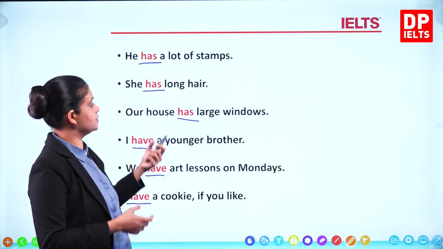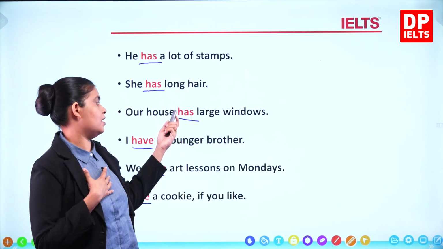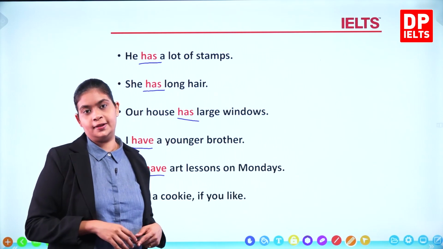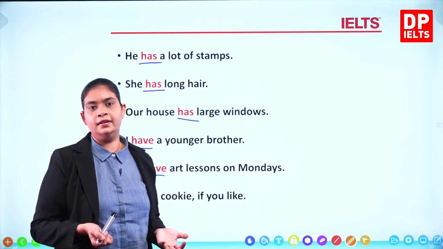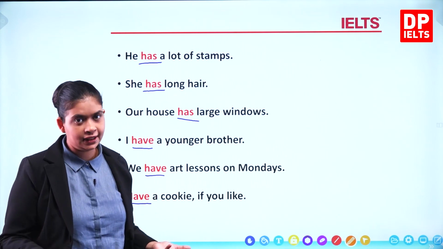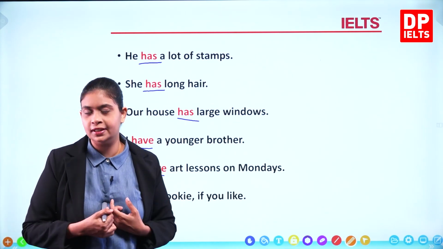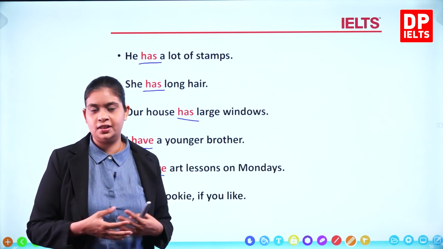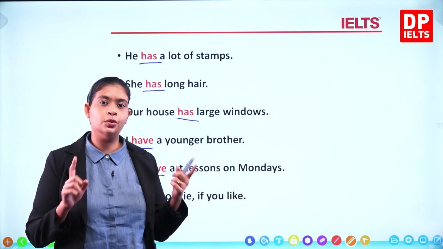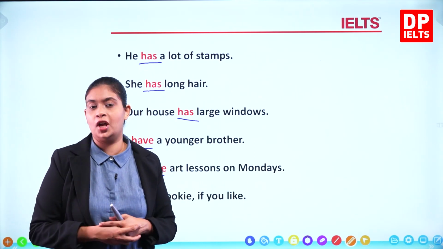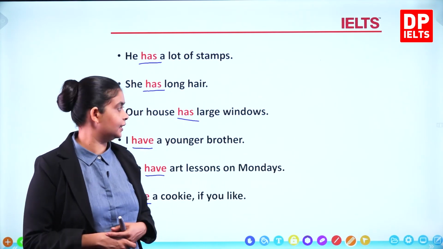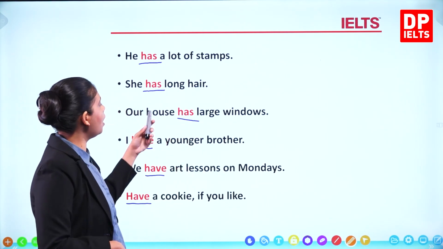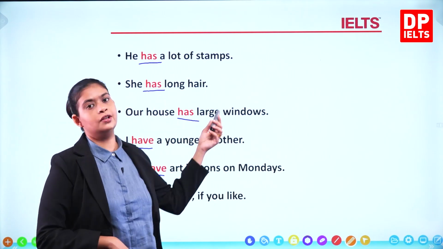Now, our house has large windows. Windows means ජනෙල්, not glass. Because the windows are there, we say has. So our house has large windows.